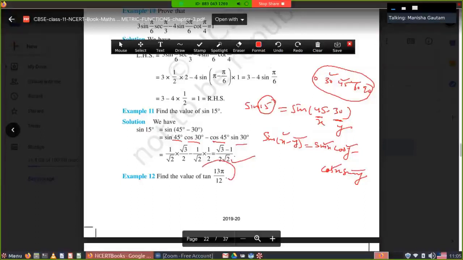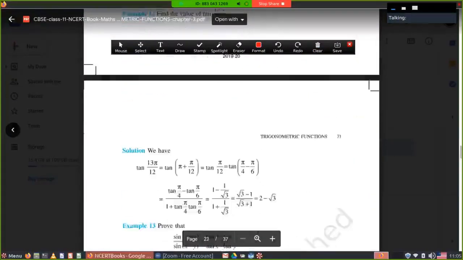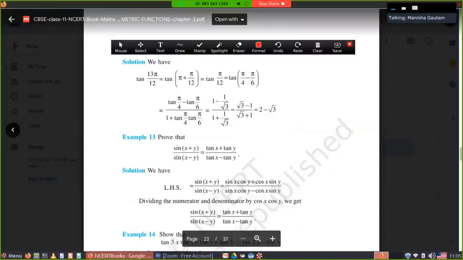The next is example number 12. Find the value of tangent 13 pi upon 12. You can write this 13 pi upon 12 as pi plus pi upon 12. Now what are you getting? Tangent of (pi plus pi by 12) is tangent pi by 12.